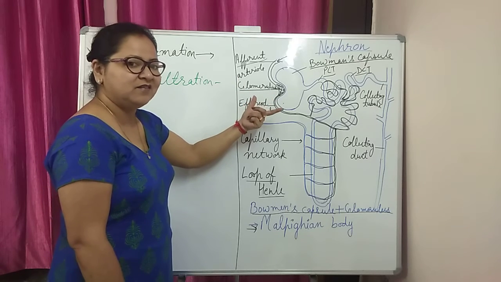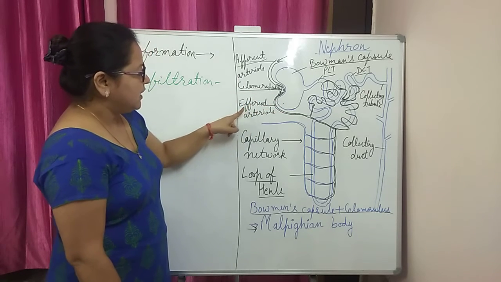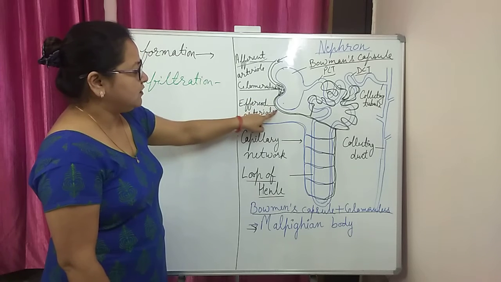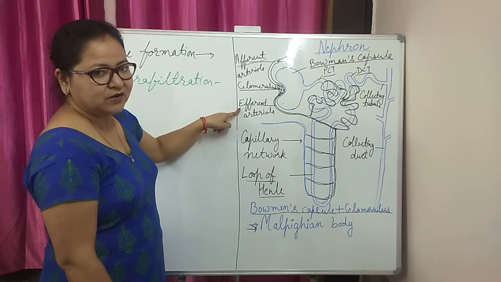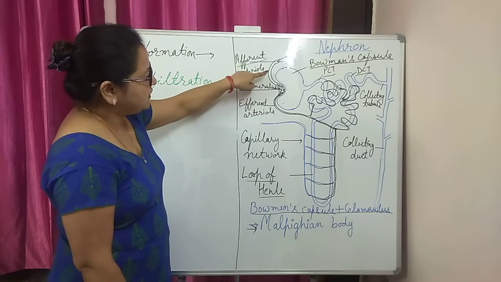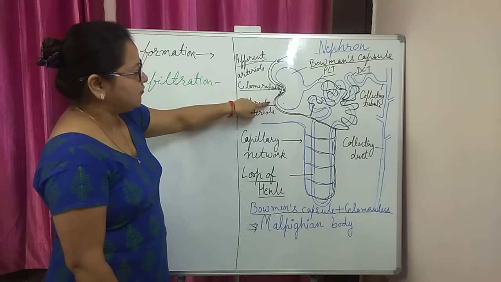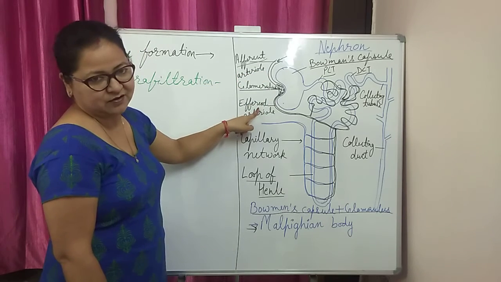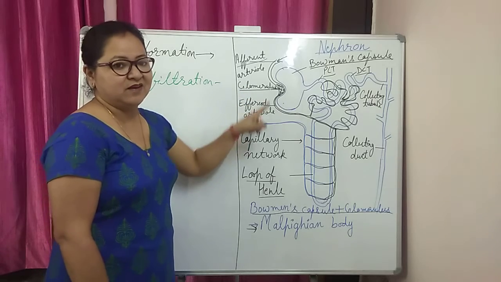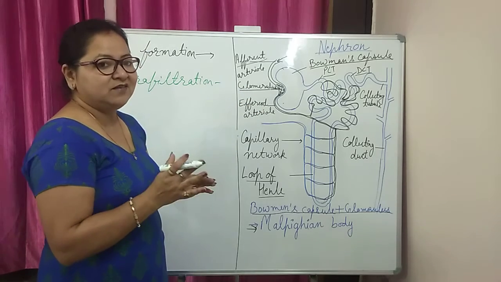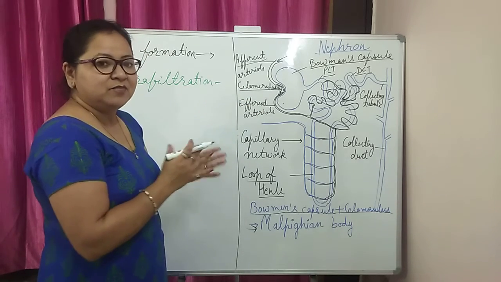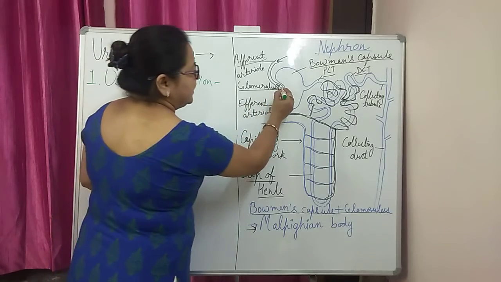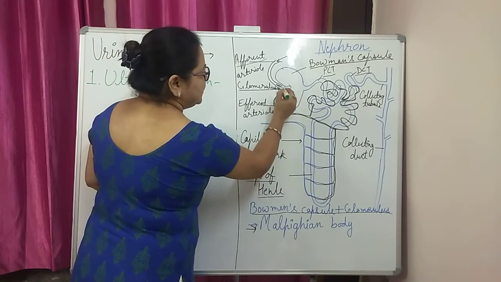How is the high pressure created? The outgoing arteriole is the efferent arteriole. If you observe the width of the afferent and efferent, the afferent arteriole is wider than the efferent arteriole. This creates a pressure, and due to this pressure, the material from the blood is filtered and enters into the Bowman's capsule.